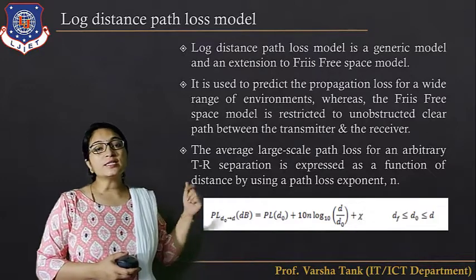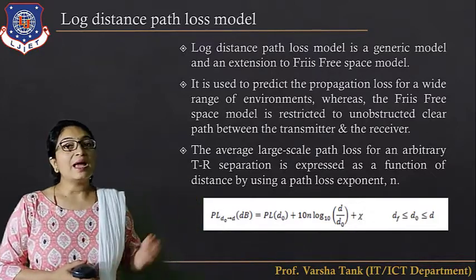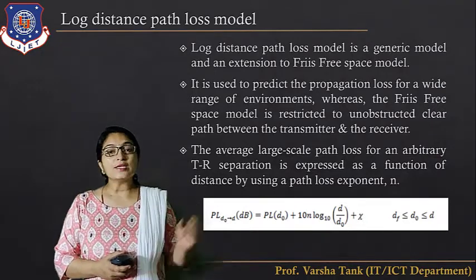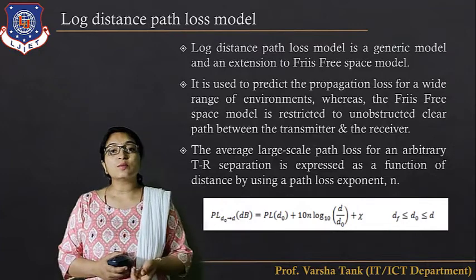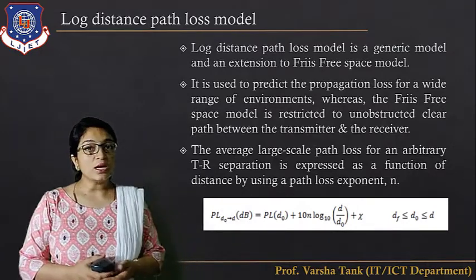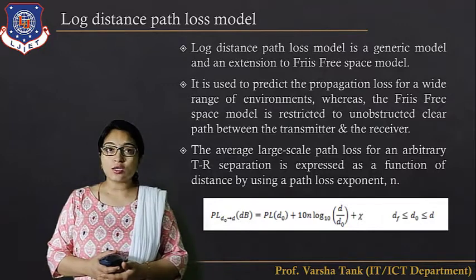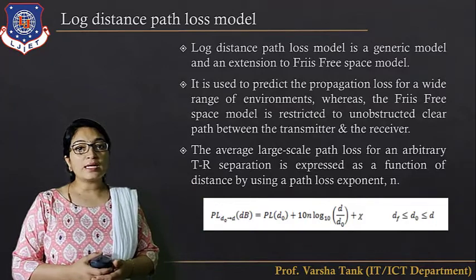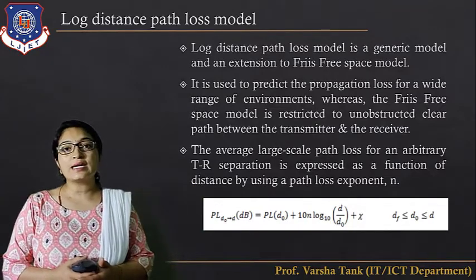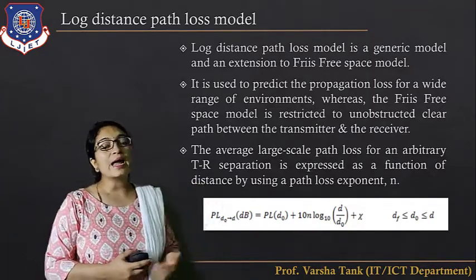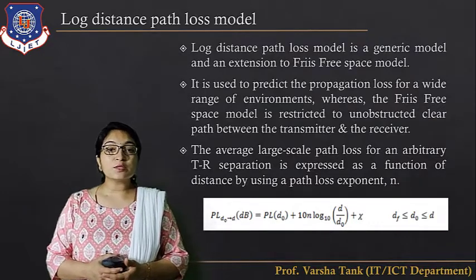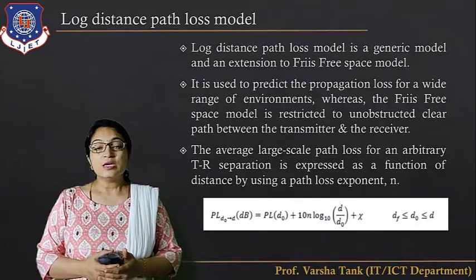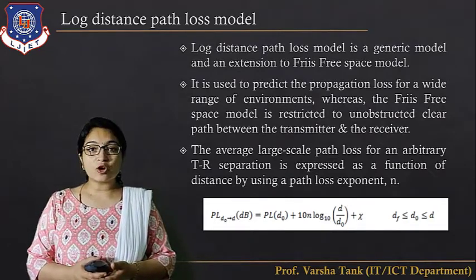The log distance path loss model is a generic model and it is an extension to the free space model that we learned in the last lecture. It is used to predict the propagation loss for a wide range of environments, whereas the free space model is restricted to the unobstructed clear path between the transmitter and the receiver. That means the free space path loss model is just for a medium without obstacles.